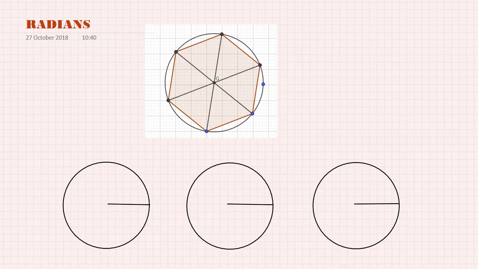Our today's topic is radians, angular measurement in radian. We know that a circle has 360 degree angles if we talk about the degree. From where did a circle get 360 degrees?